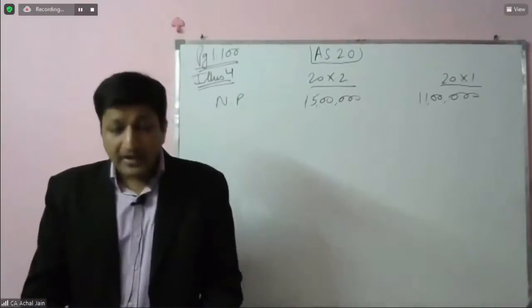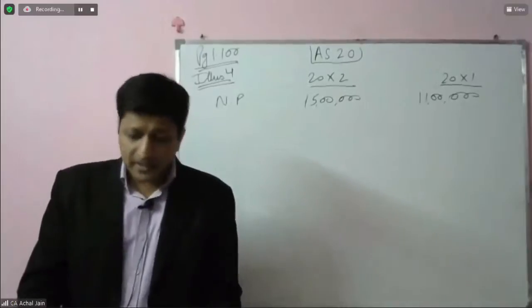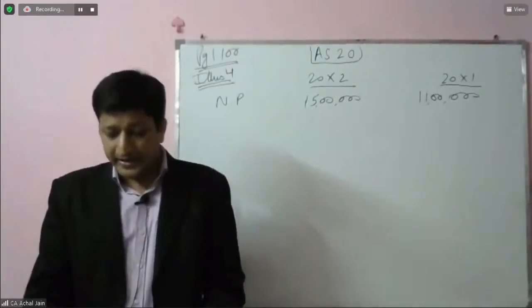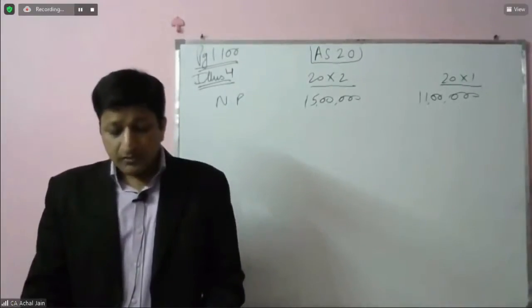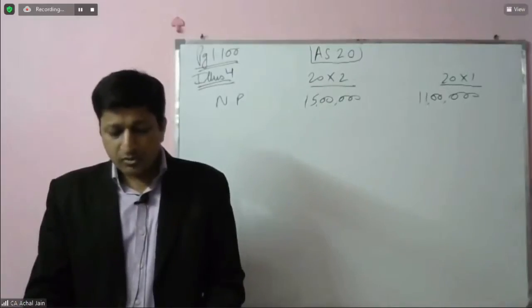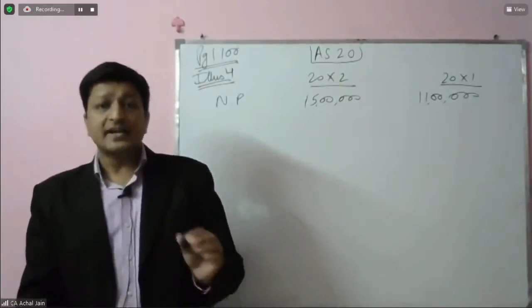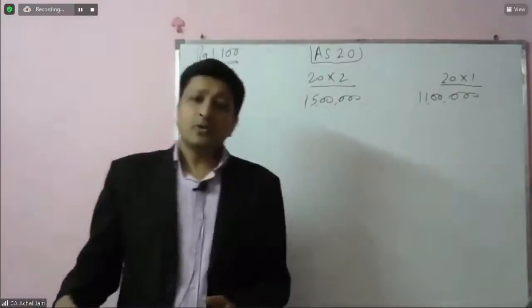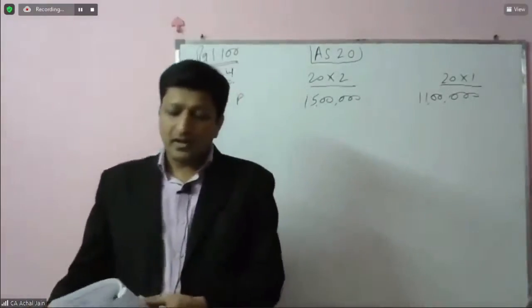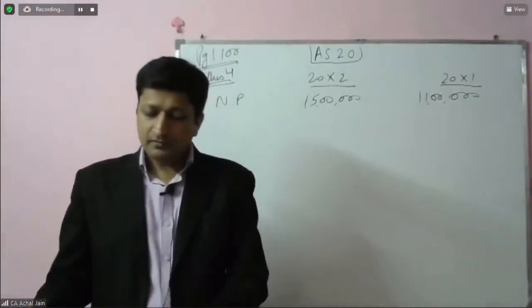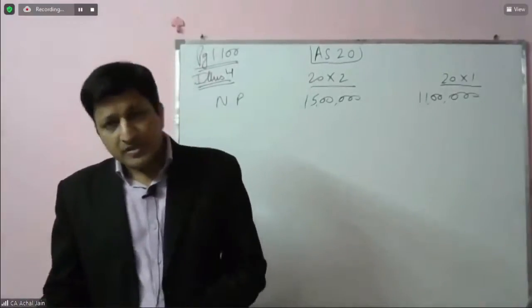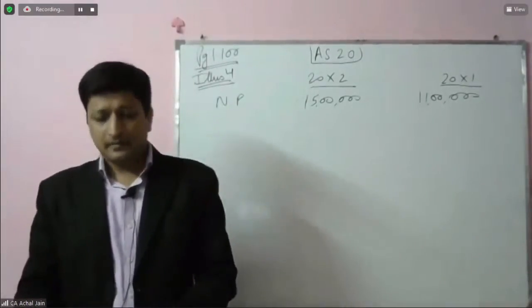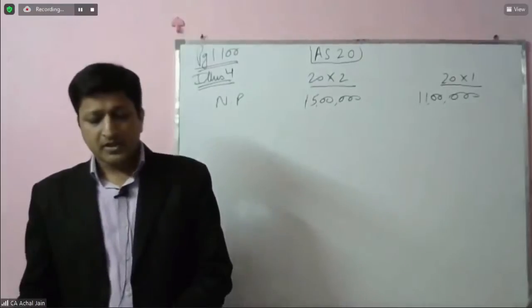Fair value of 1 equity share immediately prior to exercise of right, that means 1st March X2, was 21 and right issue price was 15. Now you are required to compute the earning per share. Can we do this? Tell me. Can we do this?